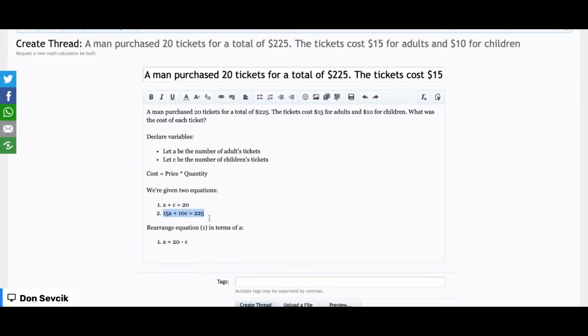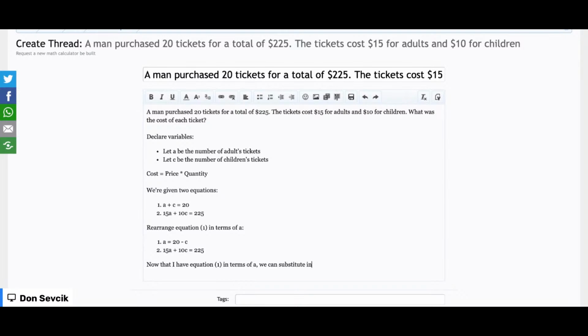And then this one stays the same. So all I did here was just A plus C minus C equals 20 minus C, and I get this. Now that I have equation 1 in terms of A, we can substitute it into equation 2 for A.